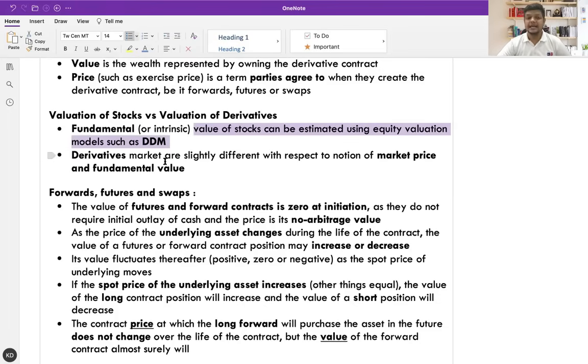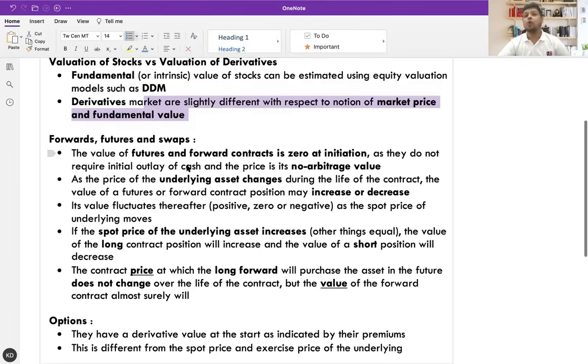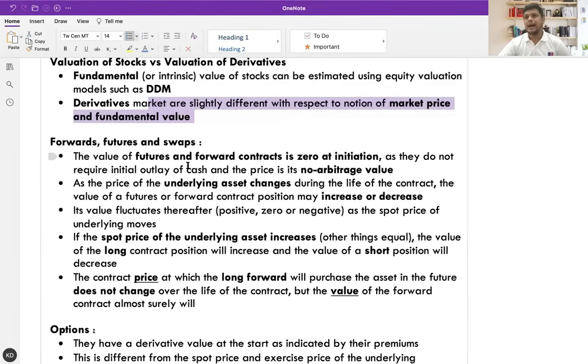But derivative pricing is very, very different. So derivatives markets are slightly different with respect to the notion of market prices and fundamental value. We are going to deal with that. But I would like to say we are going to focus here on three derivative instruments: futures, forwards, and swaps. Options we will do later because option valuation pricing is completely different. So I'll discuss the futures, forwards, and swaps.